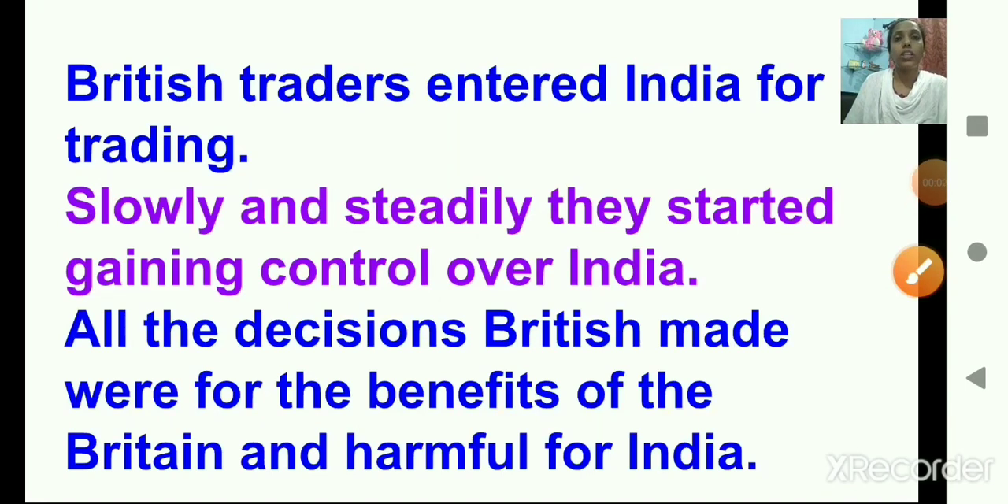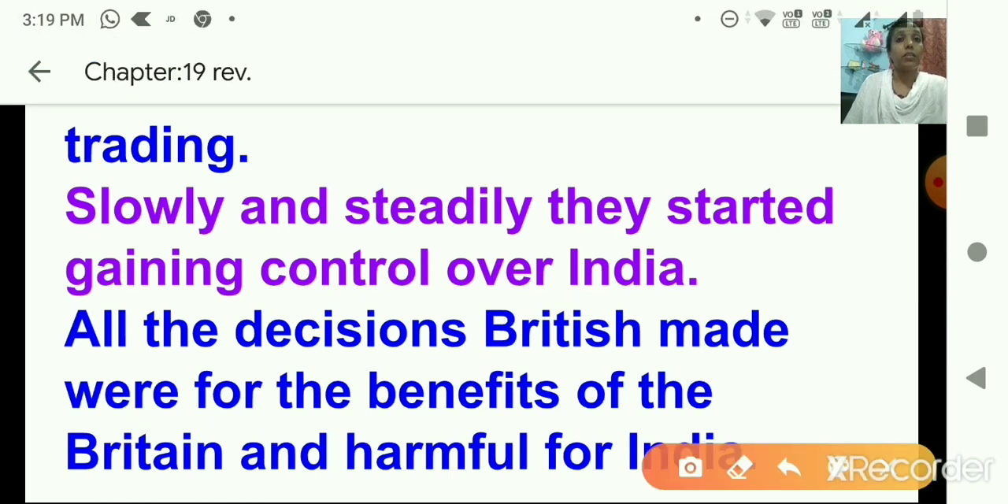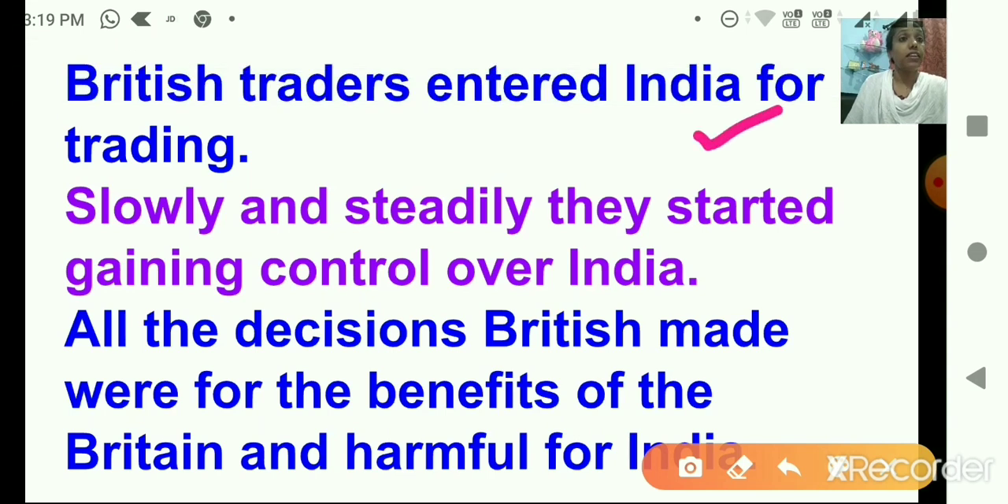Before we begin with our chapter number 19, let us have a quick recall about what we studied in chapter number 18, that is the British Raj and the First War of Independence. We saw that the British traders entered India for trading. Do you remember, children? For what purpose did the British enter in India? Yes, for trading. But with what did they trade with India? Yes, they traded mainly in spices and textile.